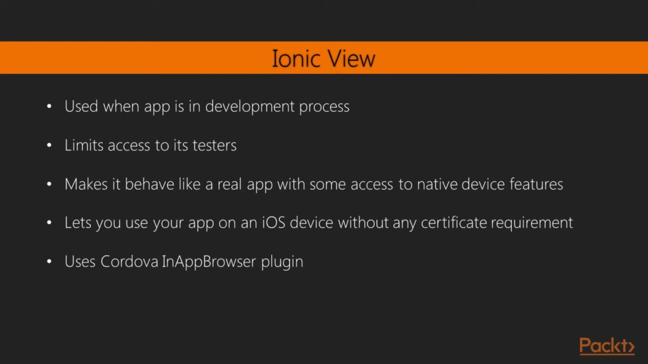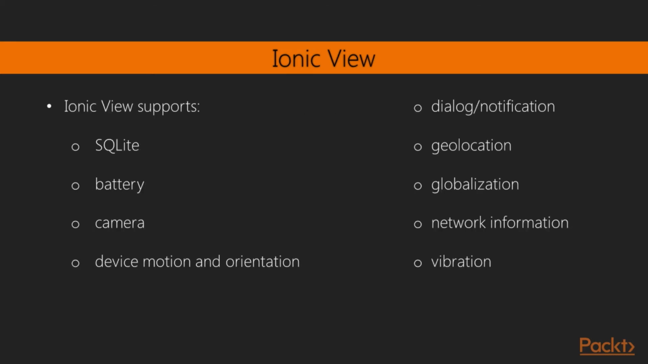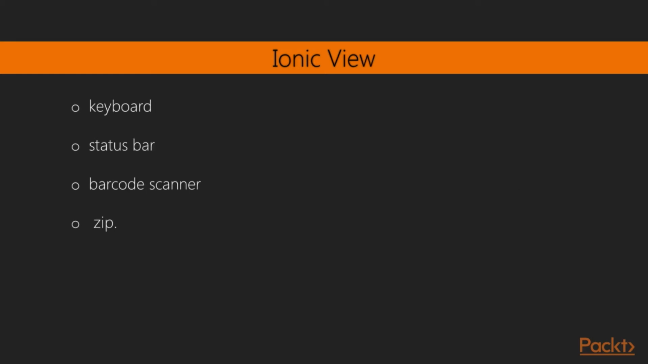Since Ionic View uses the Cordova in-app browser plugin to launch your app, all the device features have to be hacked to make it work. Currently, Ionic View only supports SQLite, battery, camera, device motion, device orientation, dialog notification, geolocation, globalization, network information, vibration, keyboard, status bar, barcode scanner, and zip. It's a good idea to check the updated support list prior to using Ionic View to ensure that your app works properly.